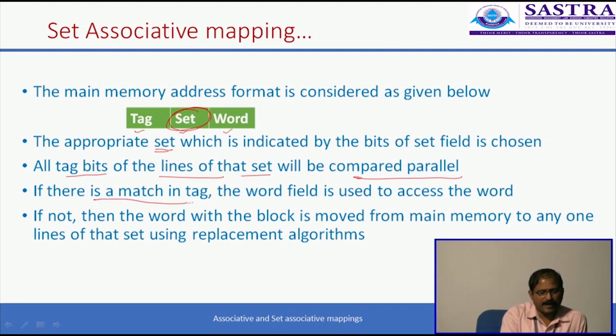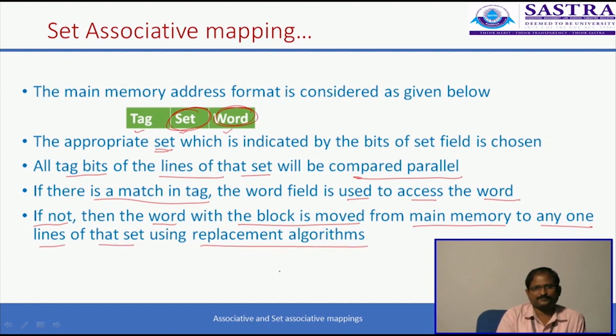If there is a match in tag, then cache hit. Then the word field is used to access the word. If not, meaning cache miss, then the word with the block is moved from main memory to any one of the lines of that set using some replacement algorithms.